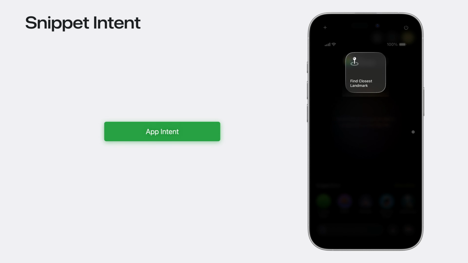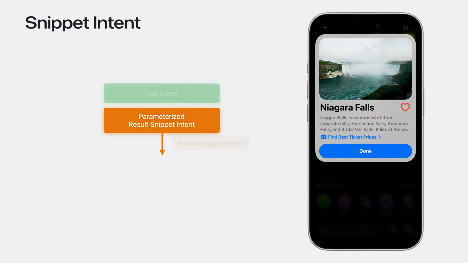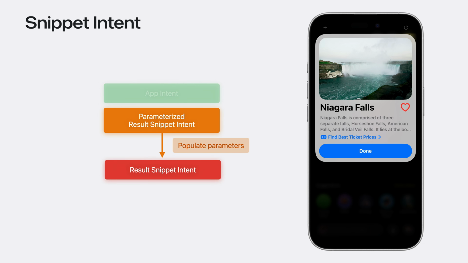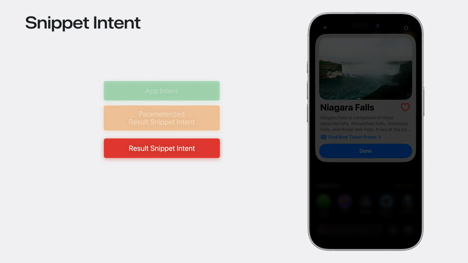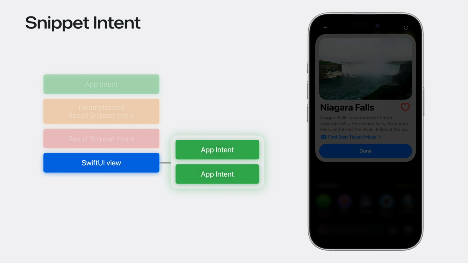Any intent in your app can return a snippet intent filled with parameter values as part of its result. This is used by the system every time it needs to refresh the snippet. When that happens, the system will populate the parameters on the snippet intent with values you specified. If any of them are app entities, they'll be fetched from their queries. Then the system runs the snippet intent's perform method. There, the intent can access its parameters and the app state to render the view, then return that as part of the result. The view can associate buttons or toggles with any app intents from your app.